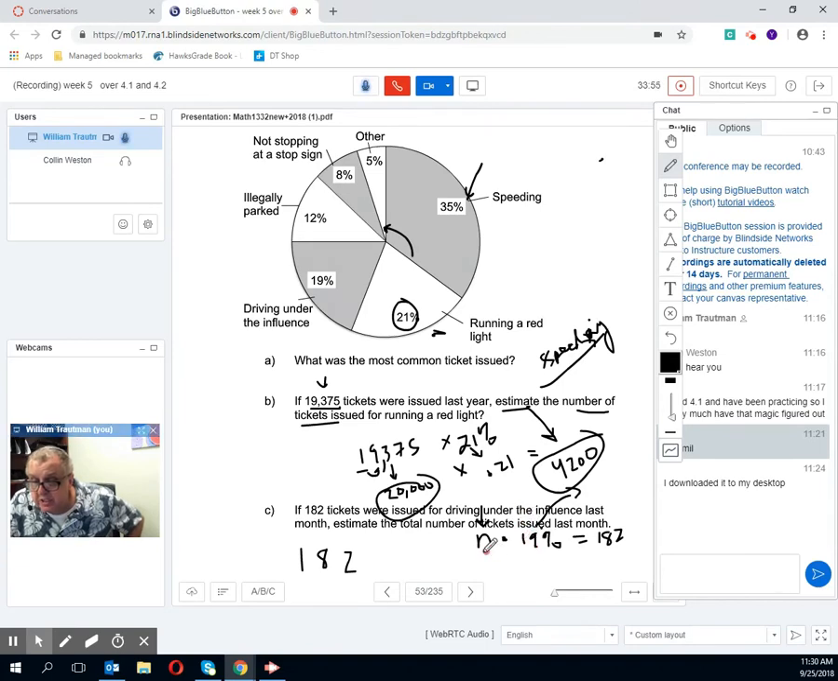19% is the same thing as 0.19. So I'm going to divide both sides by 0.19. And you see the percentage cancels, and I'm just left with n equals 182 divided by 0.19. 182 divided by 0.19. And my answer is 957.89. So, I mean, if I rounded it, it'd be 958.